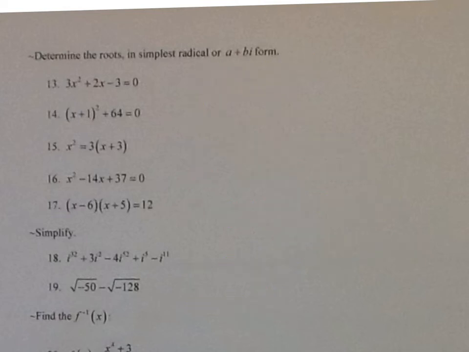All right, let's take a look at number 16. So I have x squared minus 14x plus 37 equals 0. So this would be a nice one to complete the square. My leading coefficient is a 1 here. My middle term is even. I just have to move the 37 over. So x squared minus 14x equals negative 37.